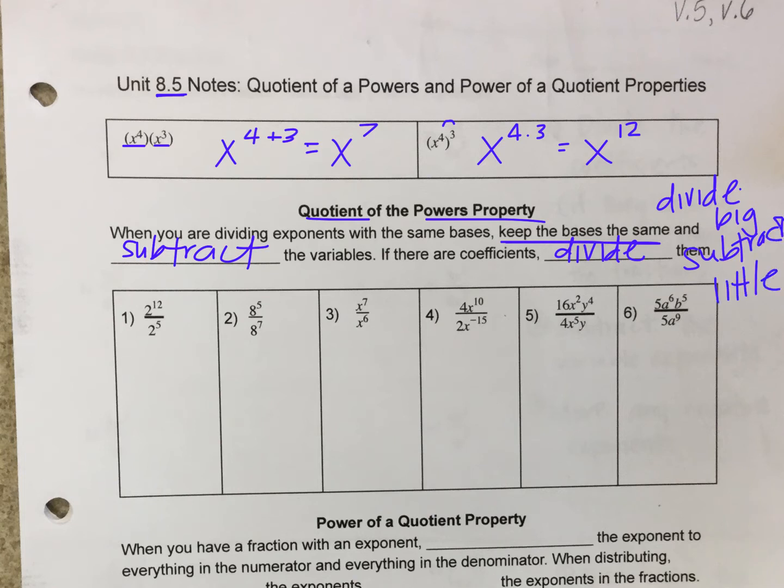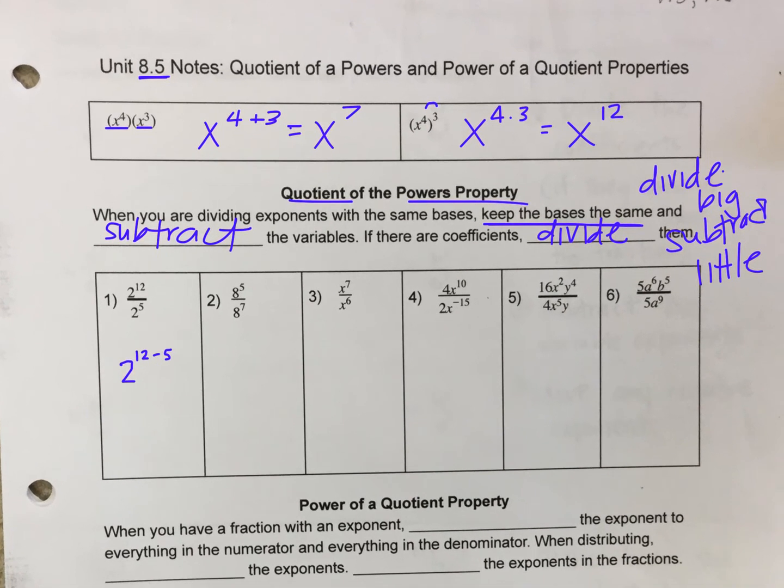So let's do some examples. So these bases are the same, 2 over 2. So I'm just going to copy down the base and subtract the exponents. So that would give me 2, 12 minus 5 is 7, 2 to the 7th. If you type that in your calculator, it would say 128.